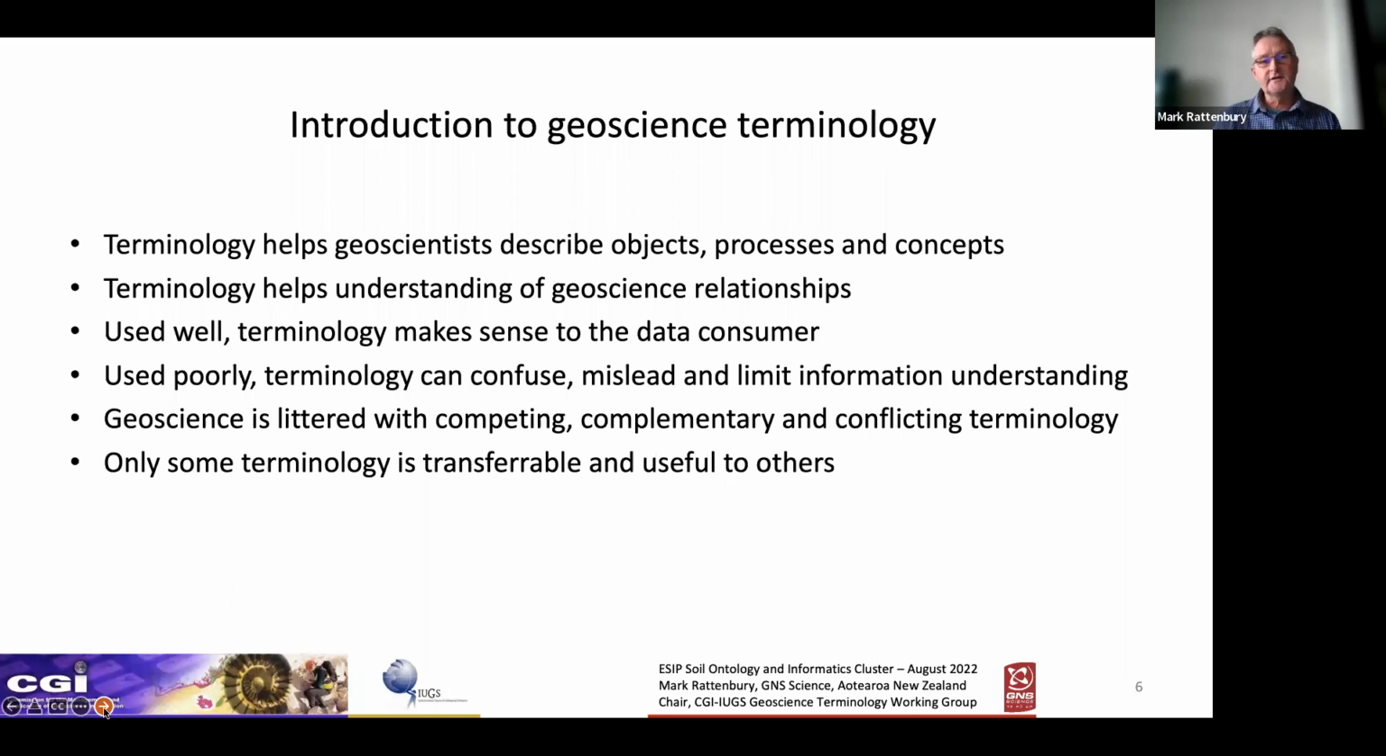Okay, so terminology is helping geoscientists to describe objects, processes, concepts, and the relationships between them. Used well, terminology makes sense to the people who are consuming that information. But if it's done poorly, then it can confuse the end user, mislead them, and limit the understanding that can be gained. As it turns out, geoscience has abundant terminology. A lot of it's in digital form, accessible in a whole bunch of different formats. A lot of it overlaps, sometimes it's complementary, often it conflicts. So it can be a real mess, and it will continue to be a real mess. But there are ways of making parts of it a lot better. Next slide, thank you.